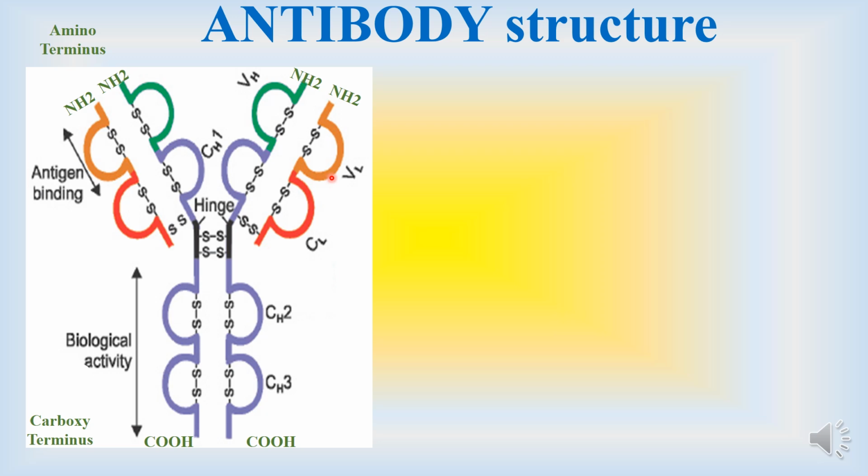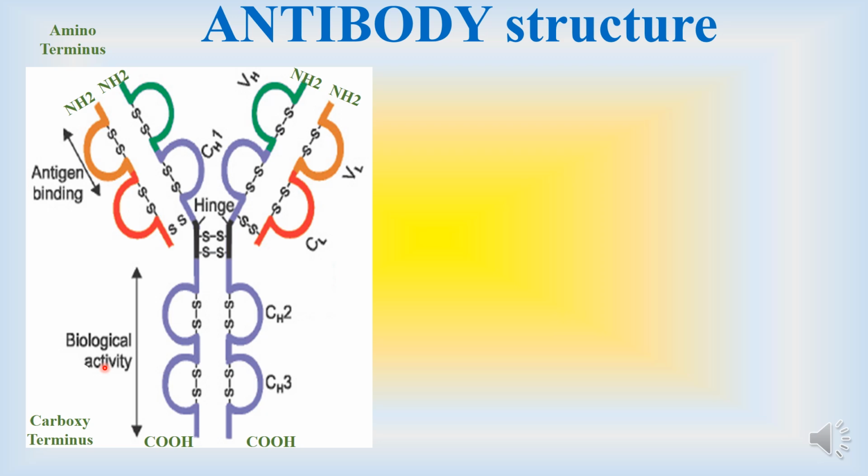The antigen combining site is present at the amino terminus. So being polypeptide chains, they have an amino terminus and a carboxy terminus. As you can see here, the antigen binds to the amino terminus region, and the carboxy terminus region elicits biological activities such as complement activation and opsonization.